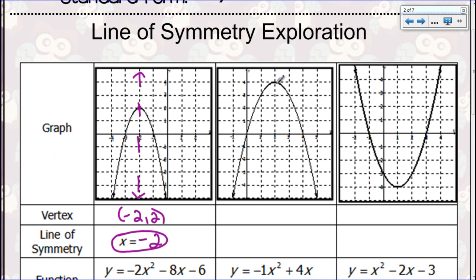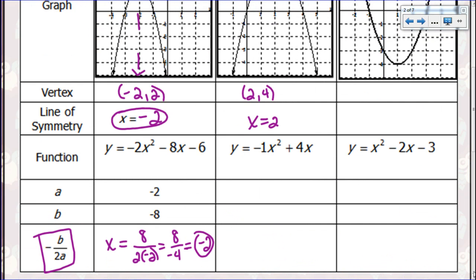So this picture right here, here's my vertex at 2, 4. So it's at 2, 4, which makes my line of symmetry at x equals 2, so that they match. If we aren't for sure about that, then we come over here. A is going to be negative 1. B is going to be positive 4.